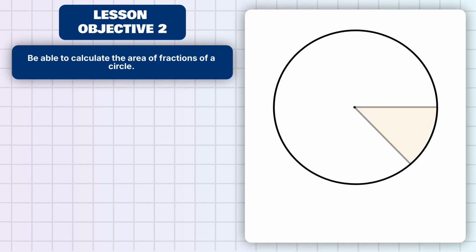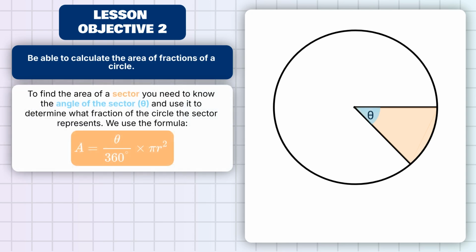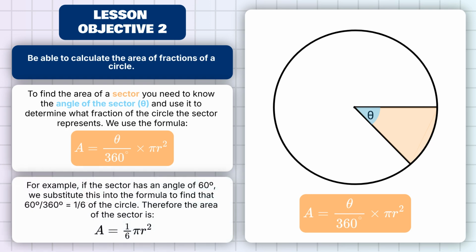To find the area of a sector, you need to know the angle of the sector, let's call it theta, and use it to determine what fraction of the circle the sector represents. Specifically, we divide theta by 360 and multiply this by pi r squared. For example, if the sector has an angle of 60 degrees, then we substitute this into the formula to find that 60 degrees out of 360 degrees is 1/6. So the sector makes up 1/6 of the whole circle. This means that the area of the sector is 1/6 pi r squared.